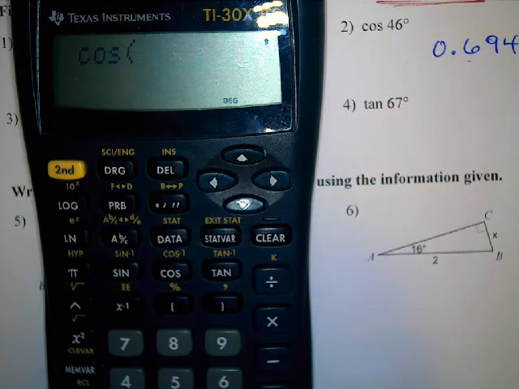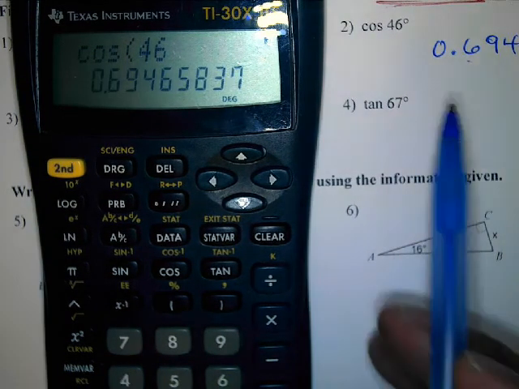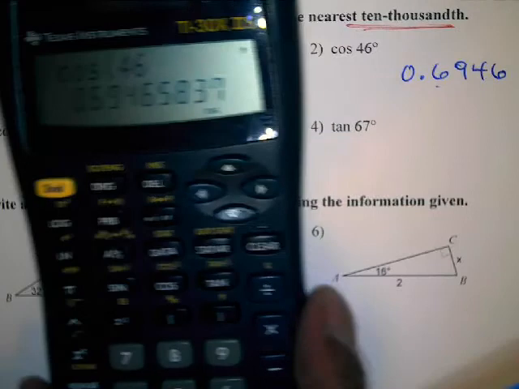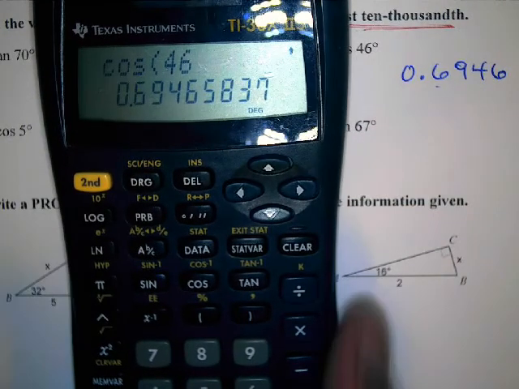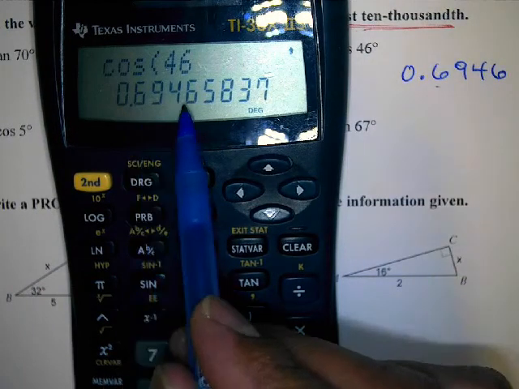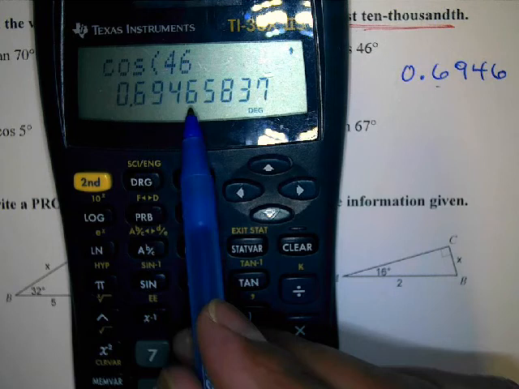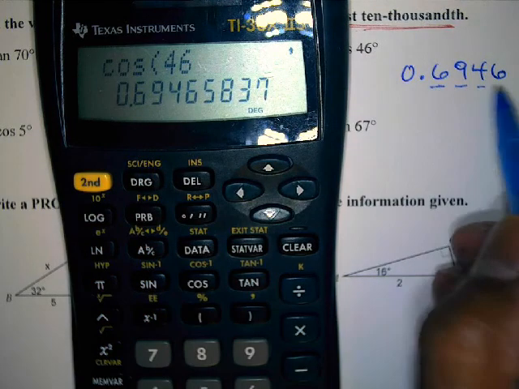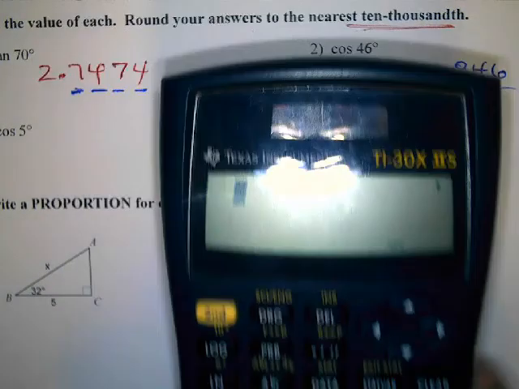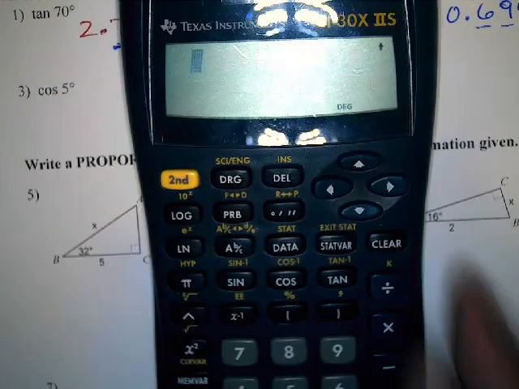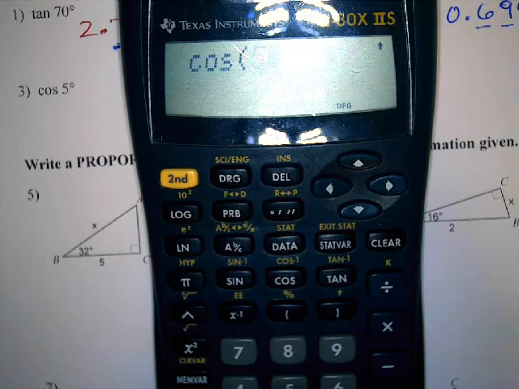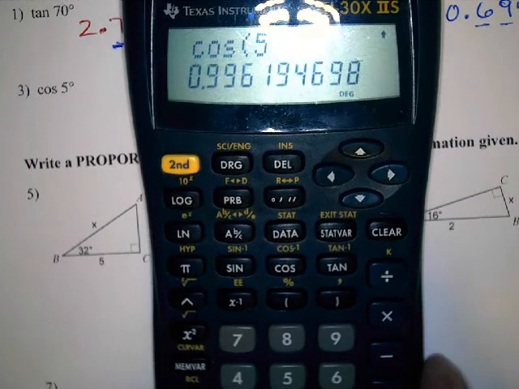Let me try it over here. The problem was cosine of 46. Let me clear this. So this is the one where you put cosine, 46, enter. Okay, we're getting the same. So 4 numbers to the right of the decimal: 0.6946. All right, pretty simple, huh?